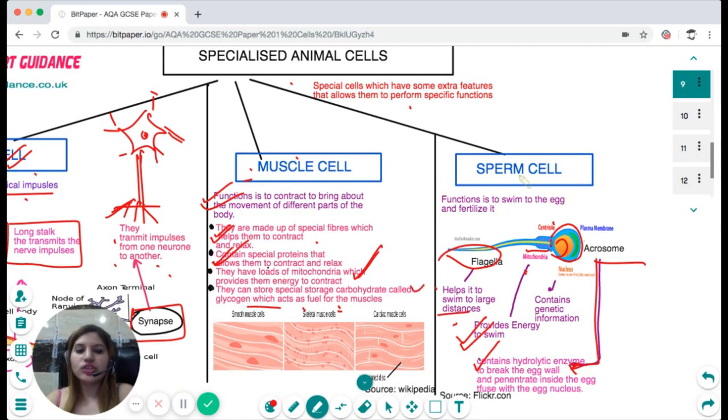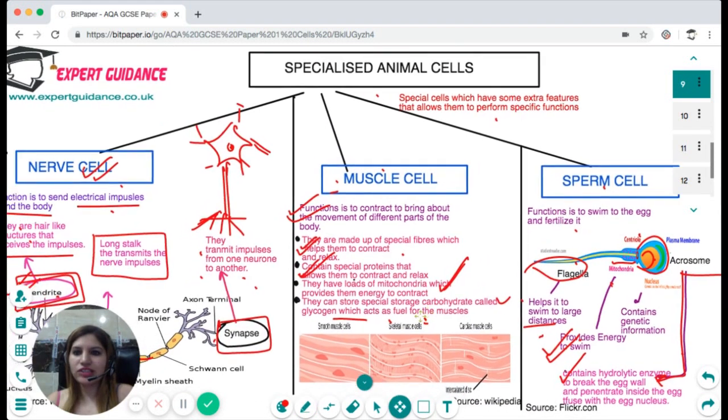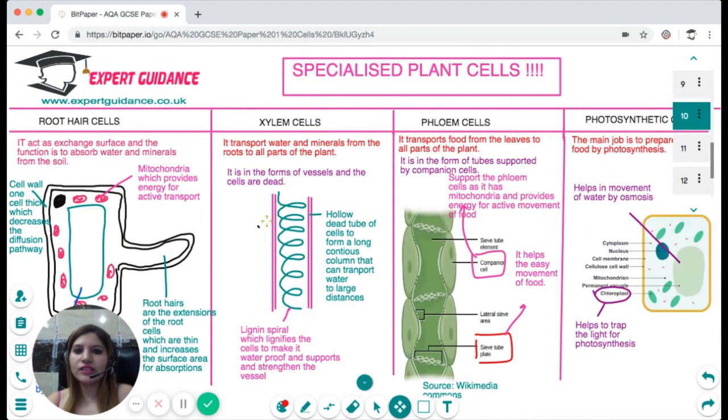distances. So I hope this is clear, and you should be able to label this, like what is an acrosome with its function. Okay, the flagella with its function. So you should know the different components of a cell along with their functions. Okay, so now as we have finished the specialized animal cells, in the same way we have the specialized plant cells. Now, what are the specialized plant cells?